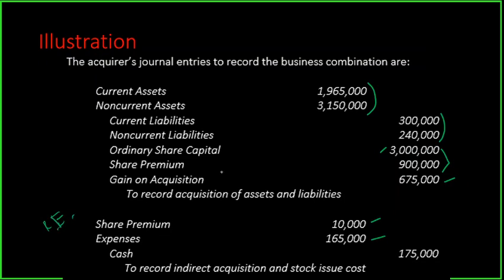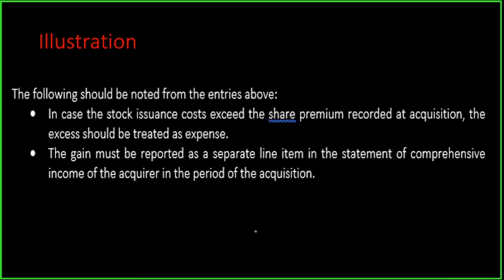Retained earnings. Now, one of the things that you have to take note of from that example, in case the stock issuance cost exceeds the share premium recorded at acquisition, the excess should be treated as an expense. Oh, expense. I thought retained earnings. So this is wrong. Again, it must be reported as a separate line item in the statement of comprehensive income of the acquirer in the period of the acquisition.